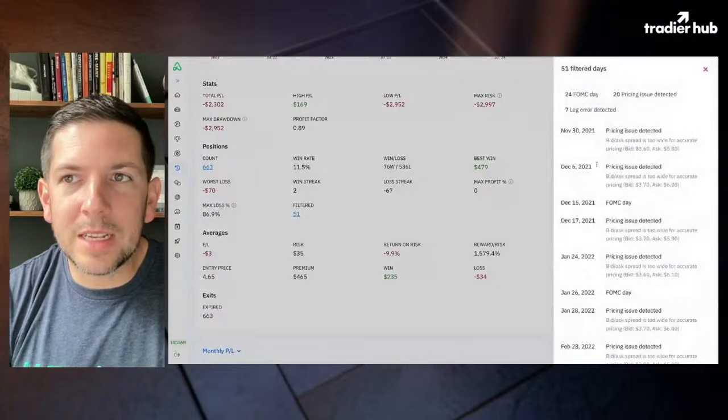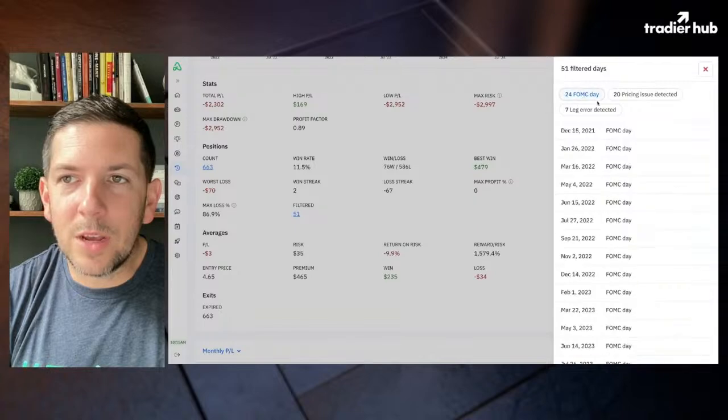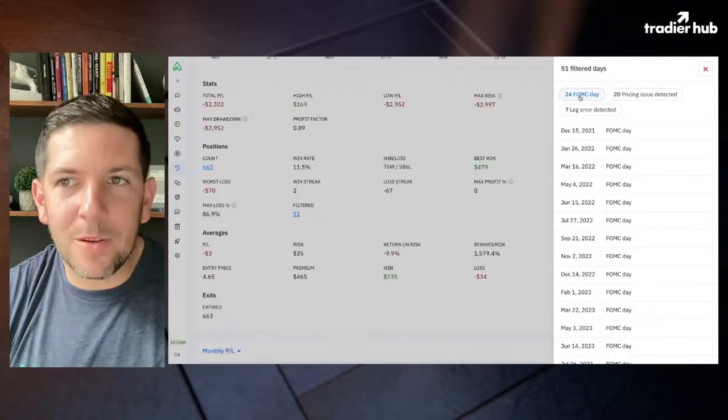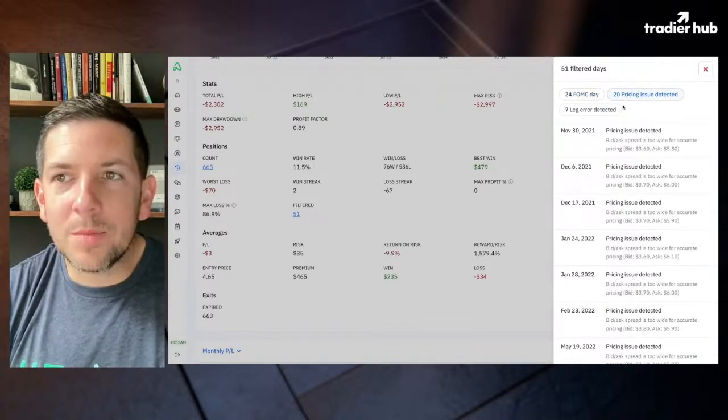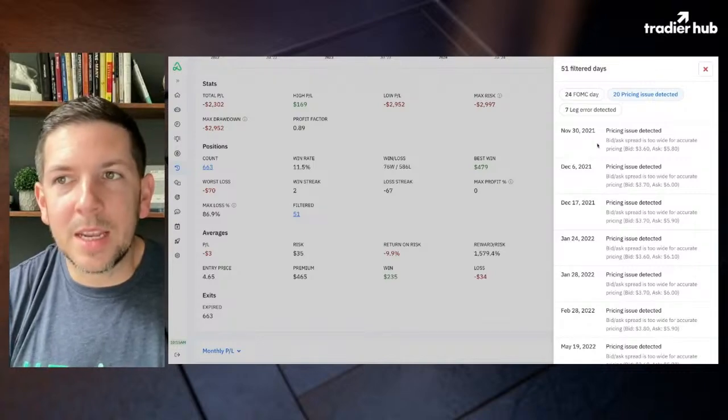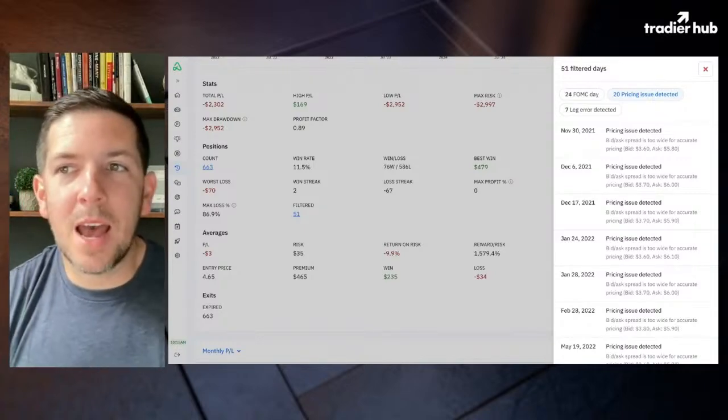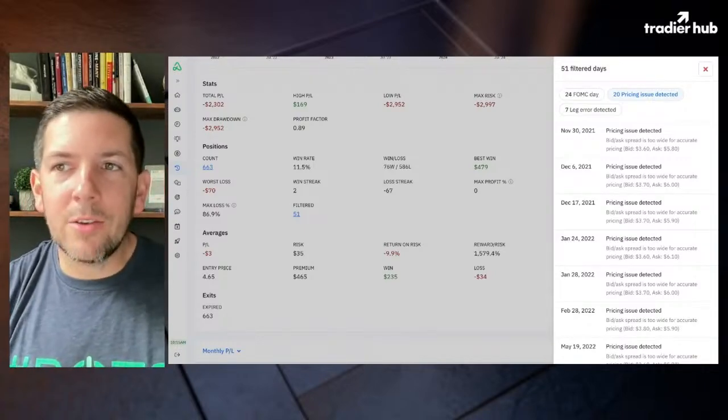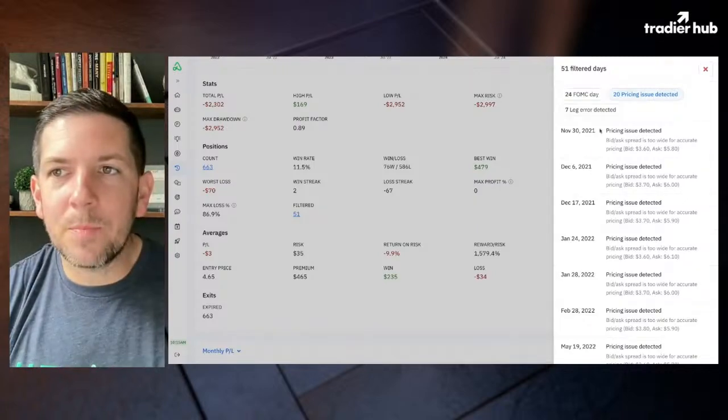If there were any trades that were filtered out, you can see that here under the filtered out trades. So in this case, we had 24 days that were FOMC days, so it didn't trade. We had some other pricing issues where sometimes the data, like the market at that moment in time, has really wide or inaccurate spreads. We filter those out by default.